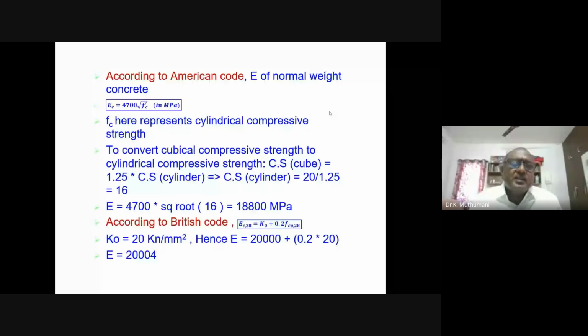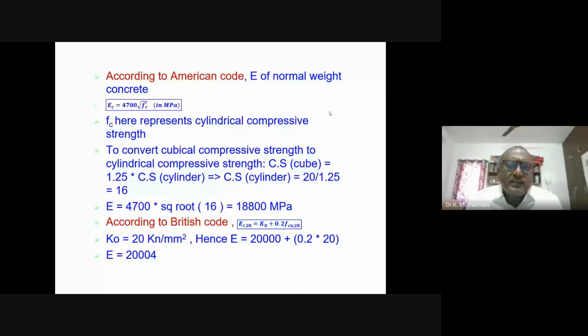So now let's see how other countries see it. For example, if you take the American code, it talks about 4000 root f'c, where f'c is the cylindrical strength. They talk about cylindrical strength. So if you want to understand between that and this, you have to convert by 1.2. So if you do that and then find out the E value, please understand.